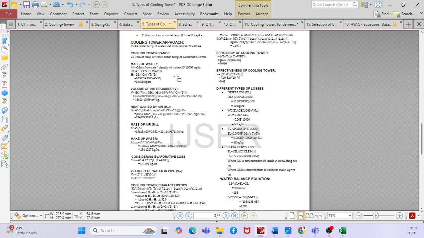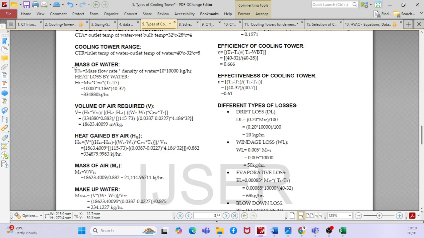We need not go in depth because this is all calculated by the manufacturer, based on their product. For your understanding, you can calculate, say for example, the mass of water. It is the same m Cp delta T formula, right?